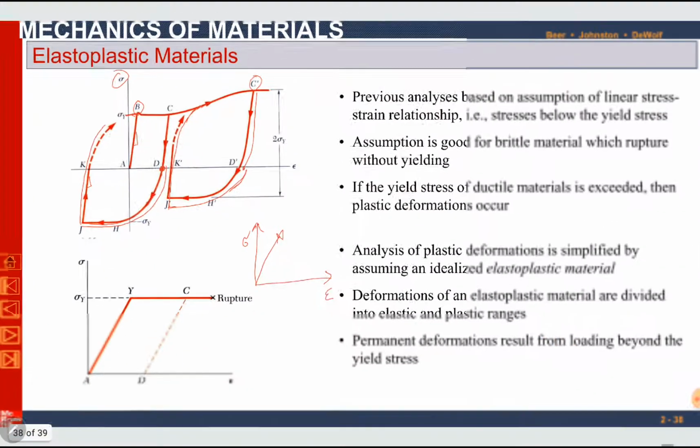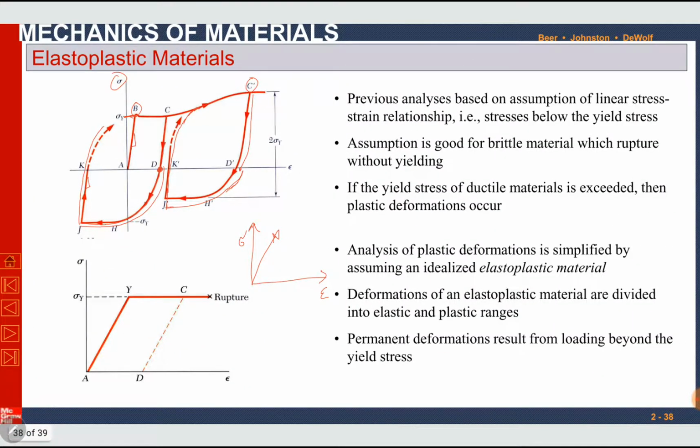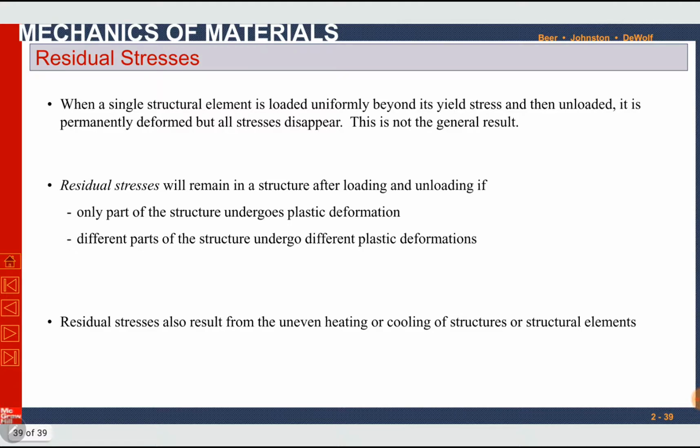So residual stress is a kind of stress which exists in the material in the absence of load. Currently there is no load, but earlier the material was loaded beyond its yield limit and then it was unloaded. That is why there is some permanent stress in the material. Residual stress can be discussed here. When a single structure element is loaded uniformly beyond its yield stress and then unloaded, it is permanently deformed, but all stresses disappear.